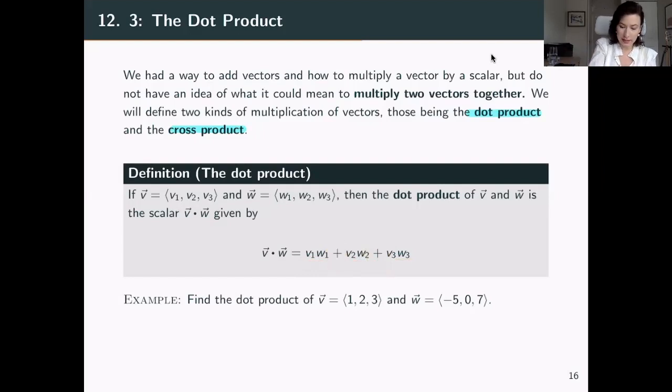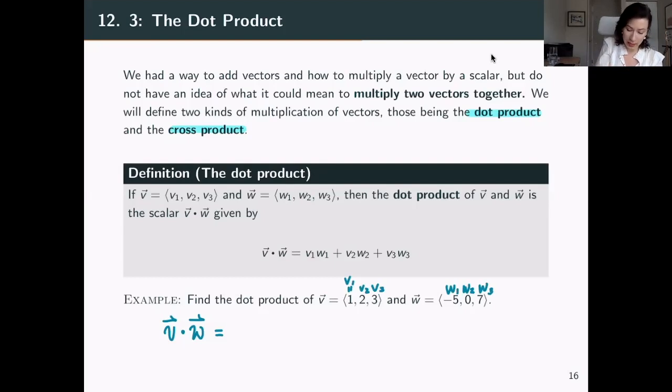The first example here, we have two vectors, v and w, and we just want to find the dot product. Practice using this particular operation. So we have that the vector v multiplied by, in terms of the dot product, the vector w, is going to be equal to, we have v1, v2, v3. Here we have w1, w2, w3. We multiply and add the components together.